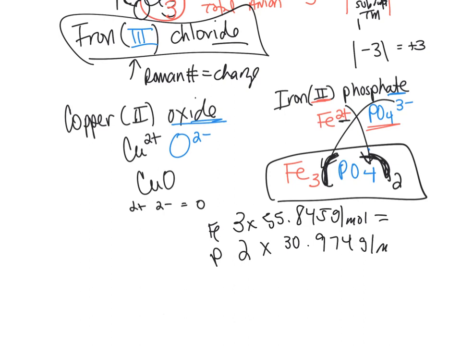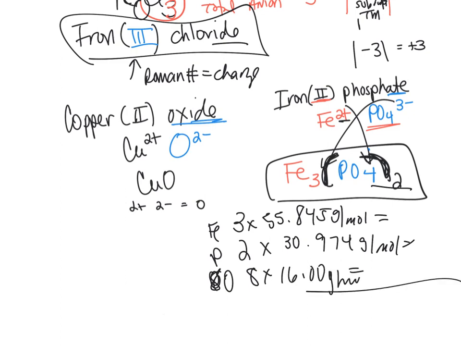(30.974 grams per mole). And you would have 4 times 2 oxygens, that's 8 oxygens, so 8 times 16 grams per mole, and you would add all those up to get your formula mass, and that's why you have to have the parentheses. All right, so that's naming. I did a long review on naming.